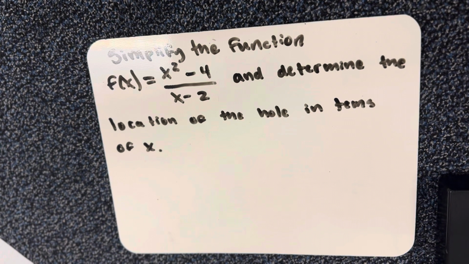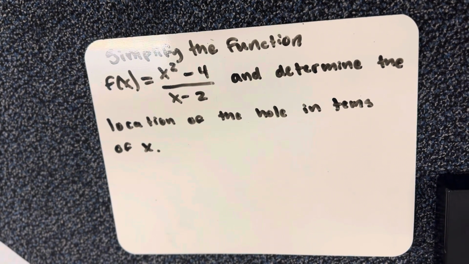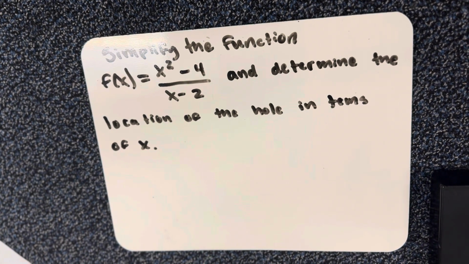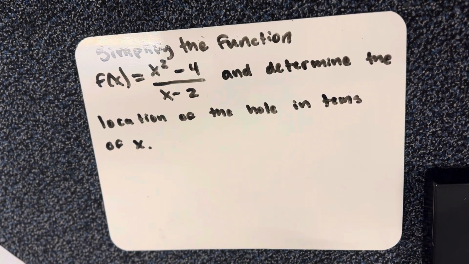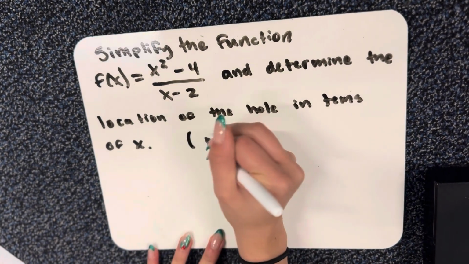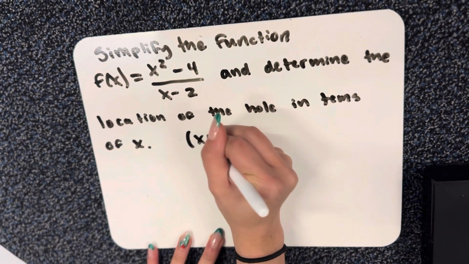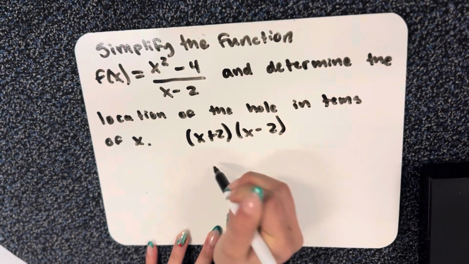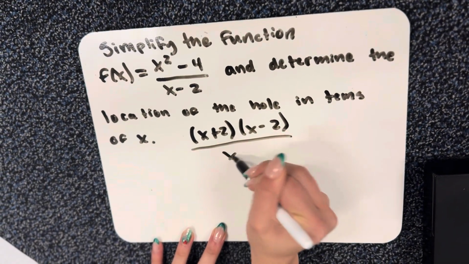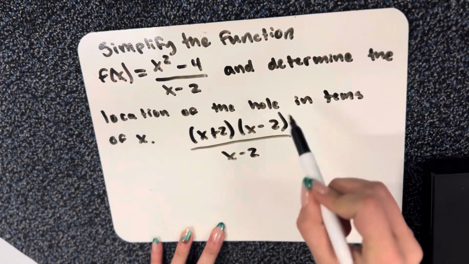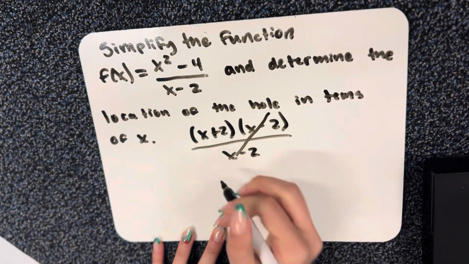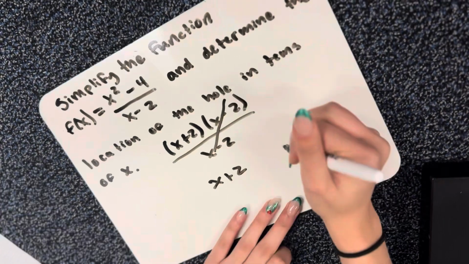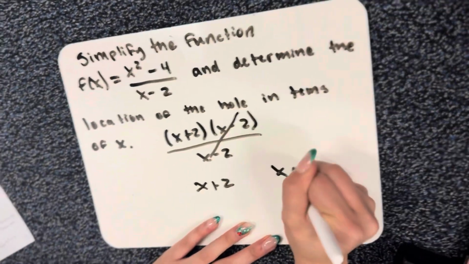For our next example, we've been asked to simplify the function f of x equals x squared minus 4 all over x minus 2, and to determine the location of the hole in terms of x. To do this, we need to factor the numerator first. Next, we're going to simplify and cancel these out. This is all we're left with, meaning our hole is at x equals 2.